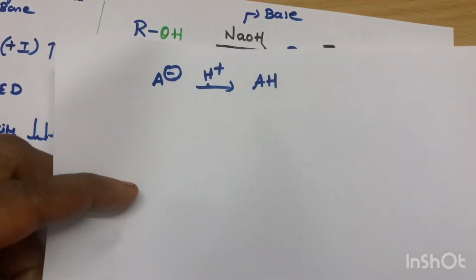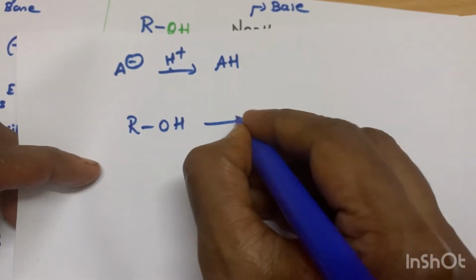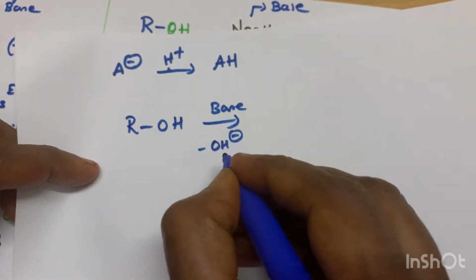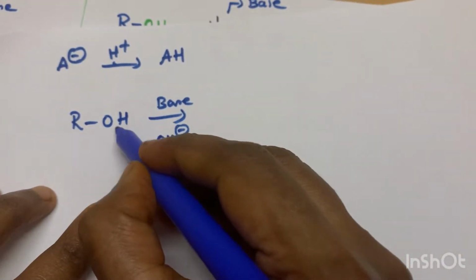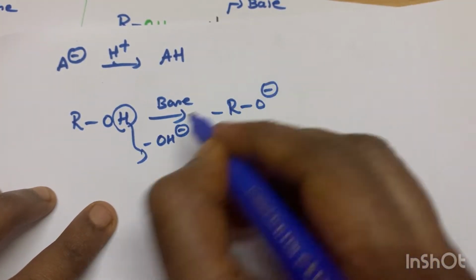Your alcohol donates a proton. You see, it loses a proton when sodium hydroxide, which is a base, acts on it. Okay, this is the hydroxyl group here. So it donates a proton and converts to the corresponding anion.